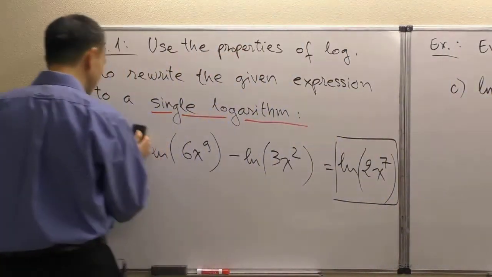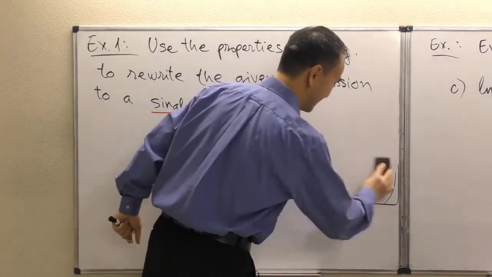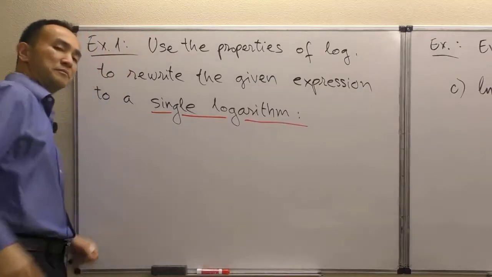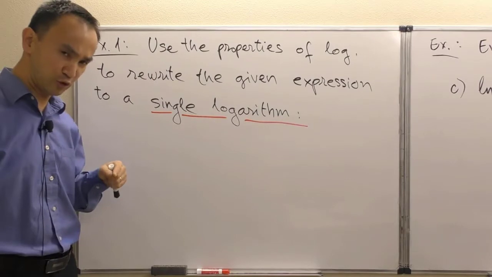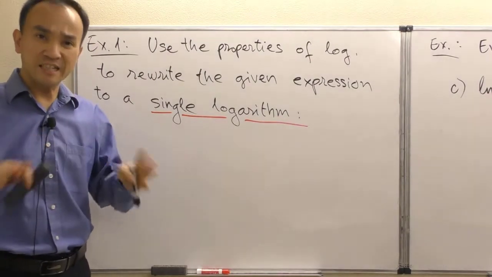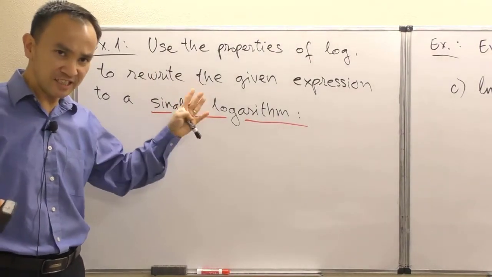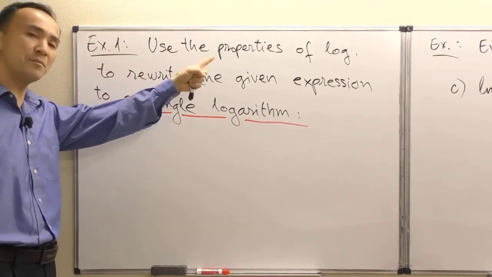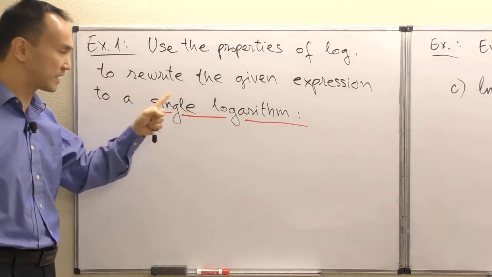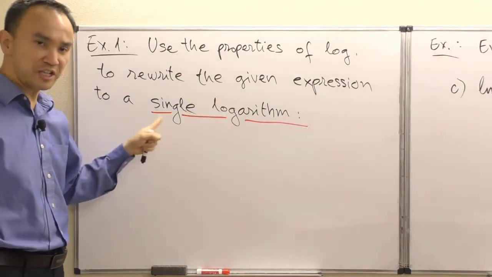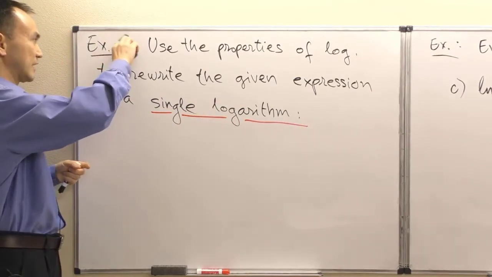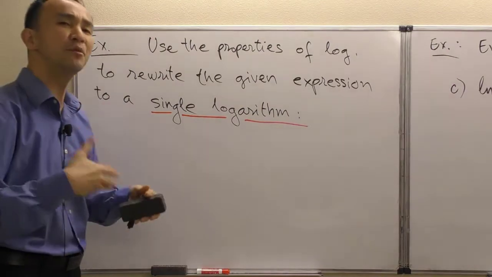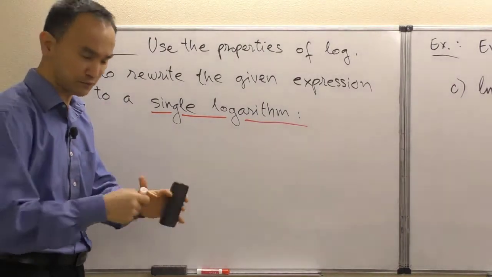All right, and so now we are ready for the next example, where I call it example 2. But the idea of this entire example 2 is exactly the same with this. We're going to use the properties of logarithm to rewrite a given expression into one single logarithm. But we call that example 2. So a slightly more advanced class of problems right here.